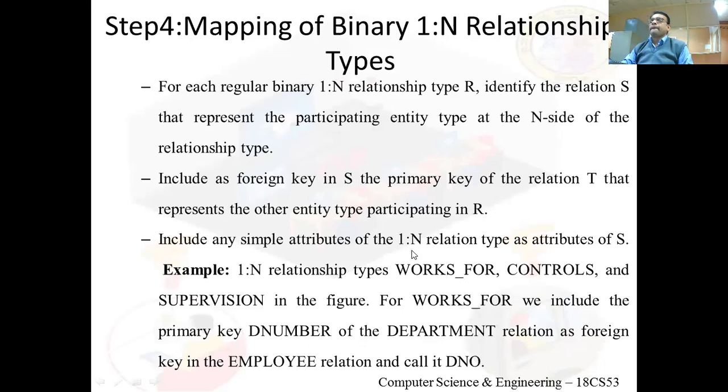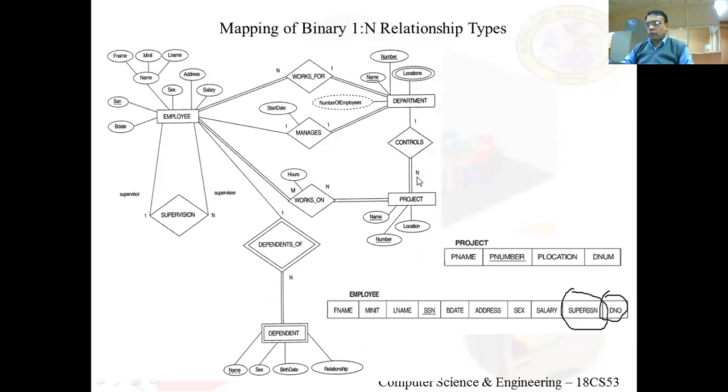Step 4, mapping 1:n relationship type. First of all, we have to identify the 1:n relationship type in an ER diagram. Identify the relation S that represents the participating type at the n side of the relationship type. So we'll go step by step. 1:n means, I do have three things here: supervision, dependents of, and works for. I'll take works for first.